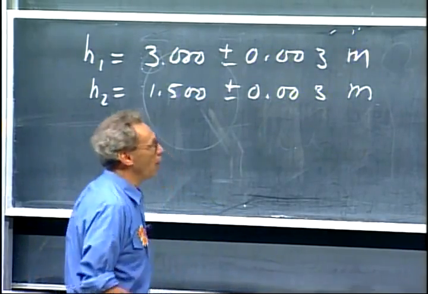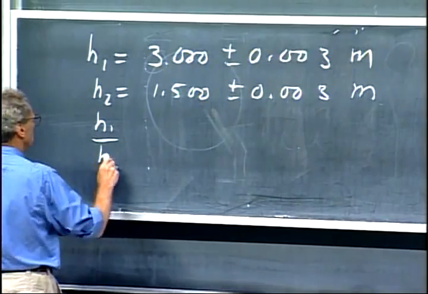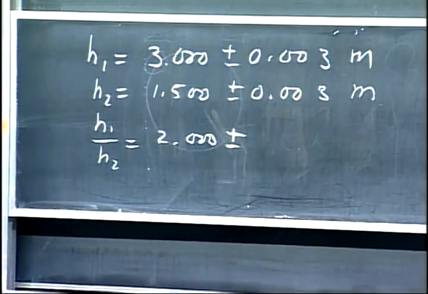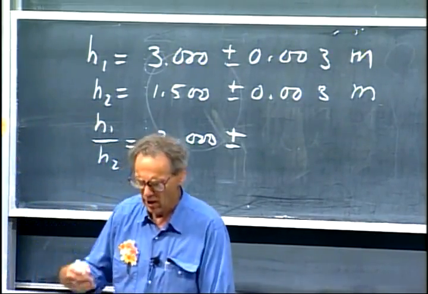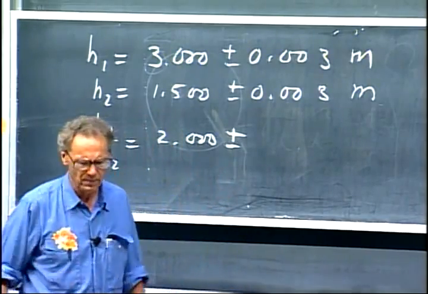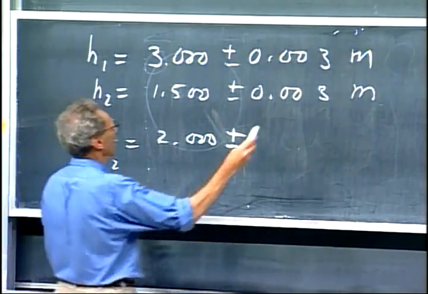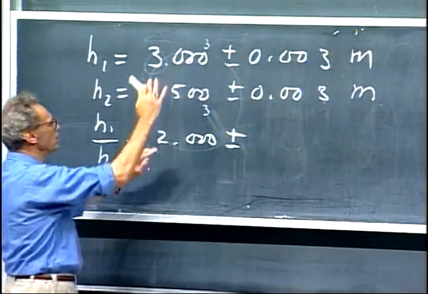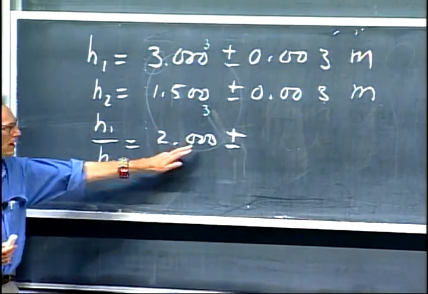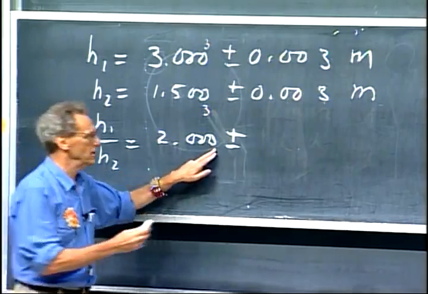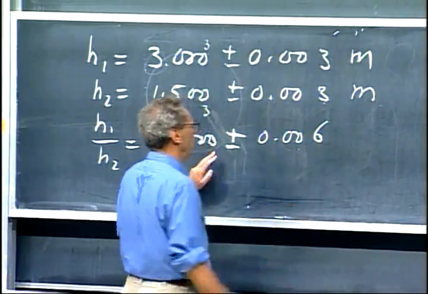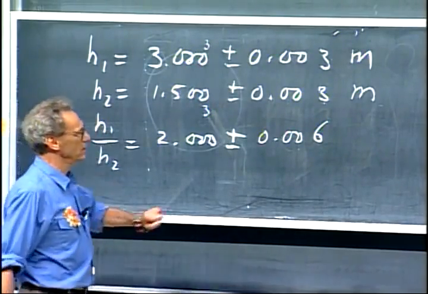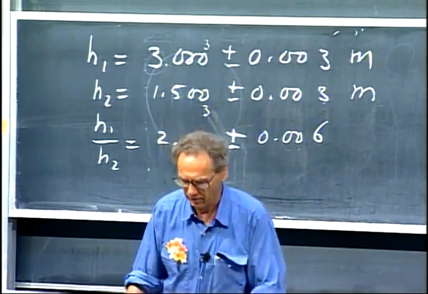So the ratio H1 over H2 is 2.000, and now I have to come up with an uncertainty, which physicists sometimes call an error in their measurements, but it's really an uncertainty. And the way you find the uncertainty is that you add the 3 here, and you subtract the 3 here, and you get the largest value possible. You can never get a larger value. And you'll find that you get 2.006. And so I would say the uncertainty is then 0.06. This is a dimensionless number because it's length divided by length.